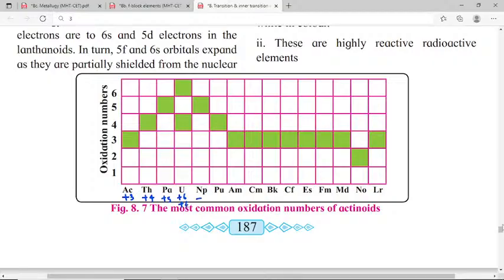Neptunium +5, plutonium +4, americium and all these up to this as +3, nobelium +2, and lawrencium as +3. Okay, get it? This is a very important table. Table is important for the CET 2026 exam.